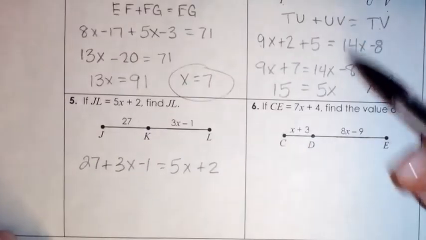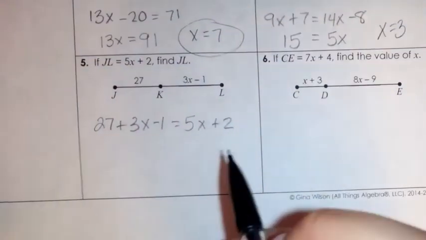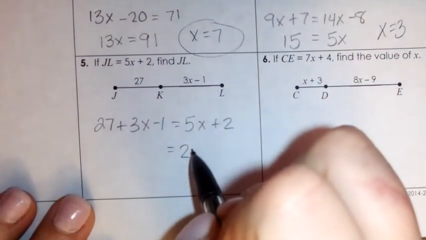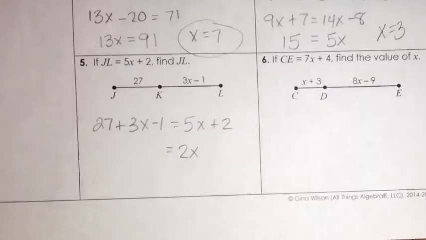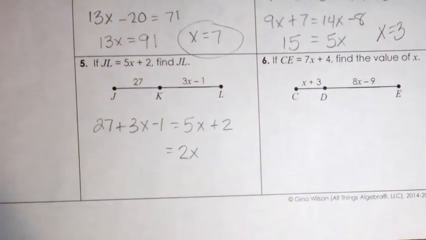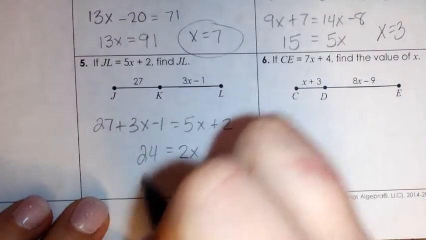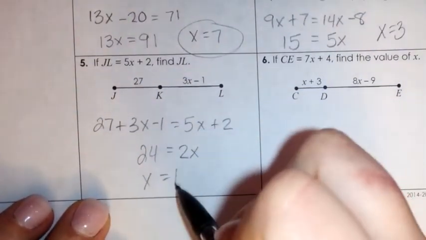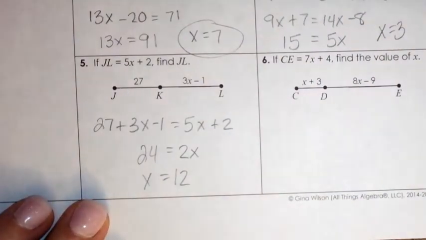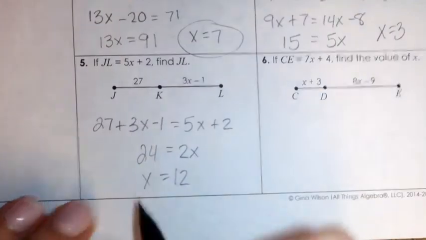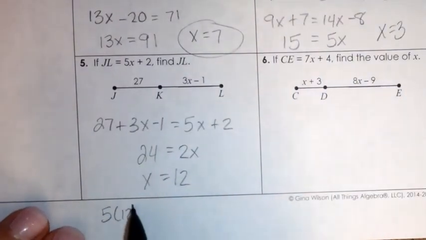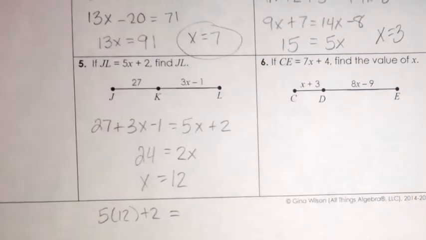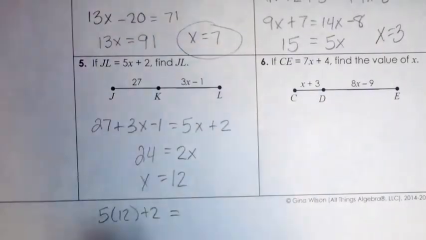Okay. I'm not going to show all the steps for algebra. So we have 2x, and we have 27. This is 24. X is equal to 12. Now to find JL, you have to plug X back in. So 5 times 12 plus 2 is equal to 62.